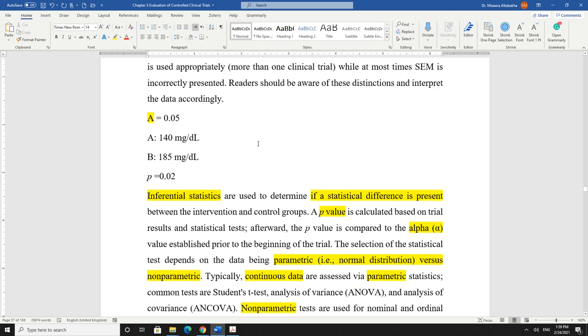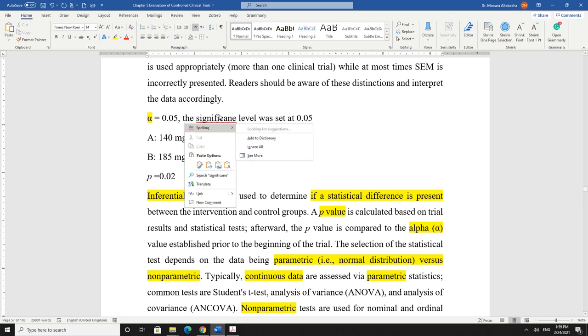0.05, or they will say that the significance level was set at 0.05, or something similar. I will show you the similar things that they will use. This is in the statistical analysis.